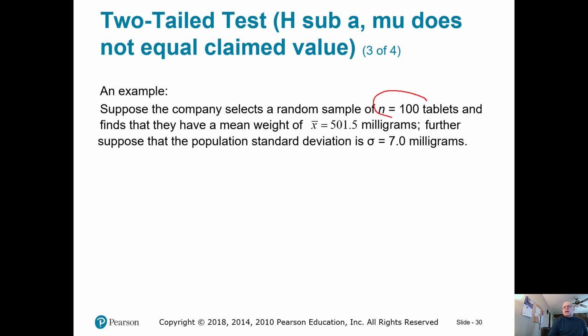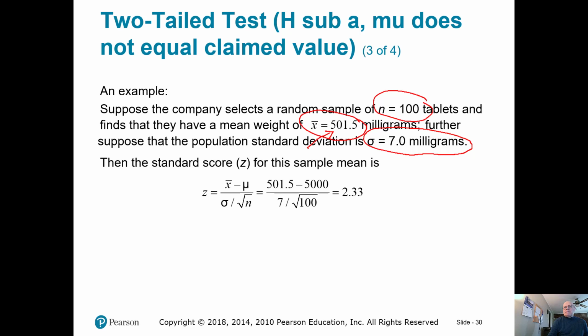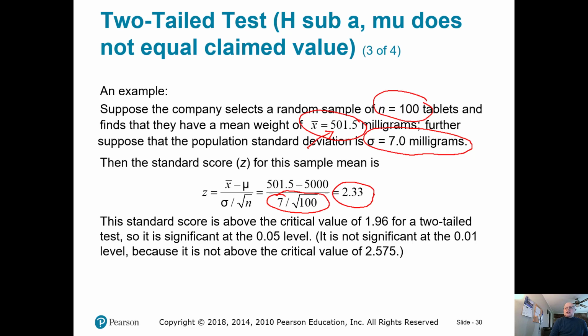We get a sample, we take 100 tablets. Here's the average we get. Does this really suggest that it's too strong, or in the other case, too weak? We know that the population standard deviation is 7.0. That helps us with our calculations. Our standard score, remember this is a sample, so we use a standard error, which is the standard deviation of the sampling distribution. There's our test z value. You can see it's toward the right side. Is it far enough to the right side to reject the null? Actually, no. It's not over 2.575.